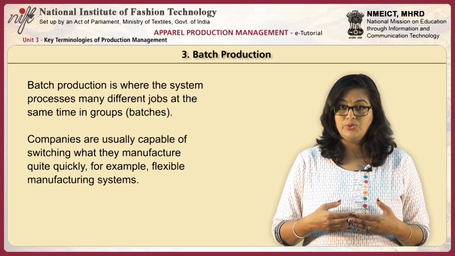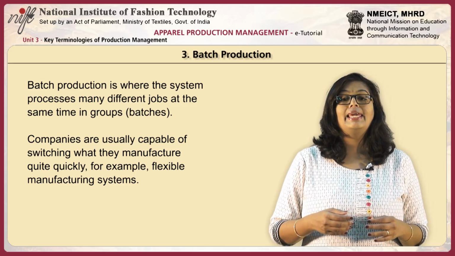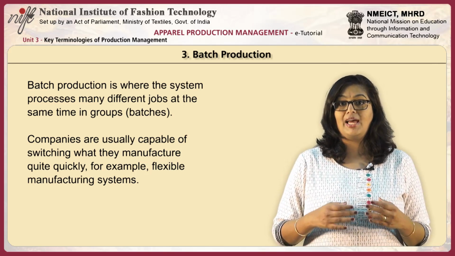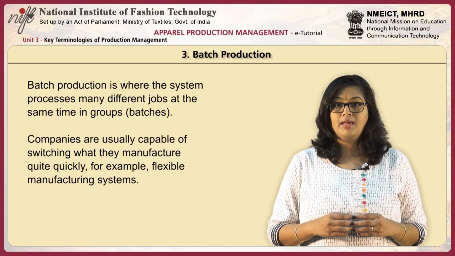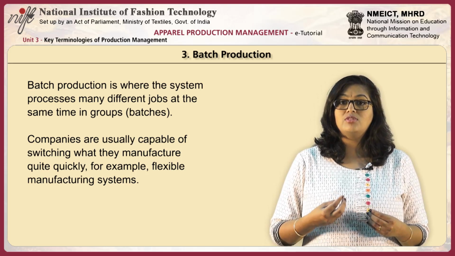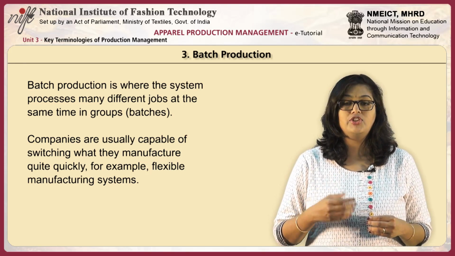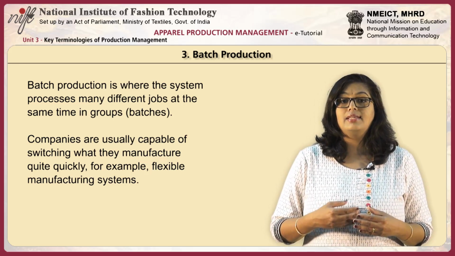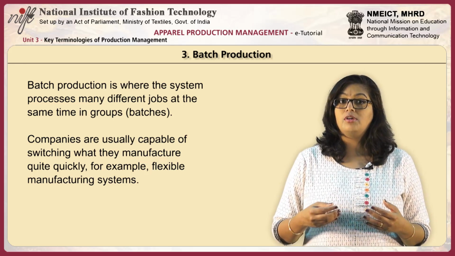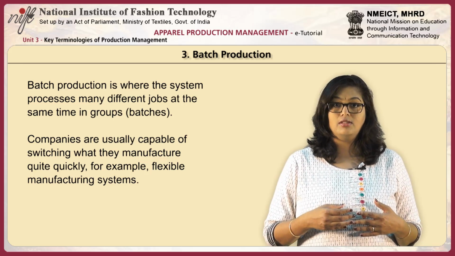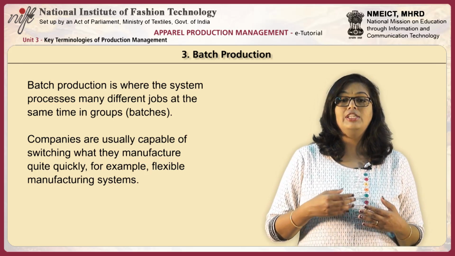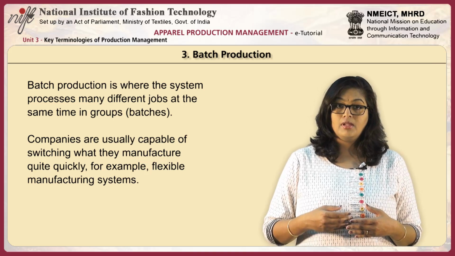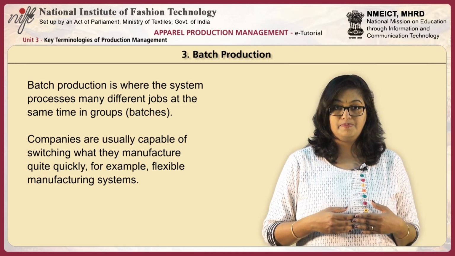Companies that batch produce are usually capable of switching what they manufacture quite quickly. That is, we are referring to something called flexible manufacturing systems. Under these, the key examples would be your fabric or garment processing zones, furniture manufacturing, and food industry.